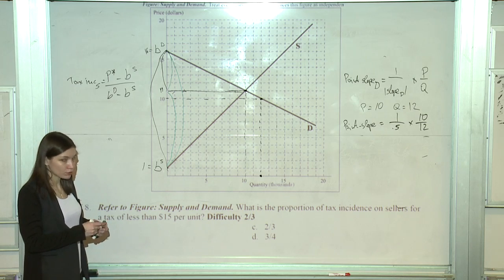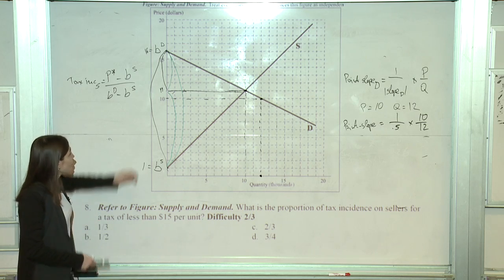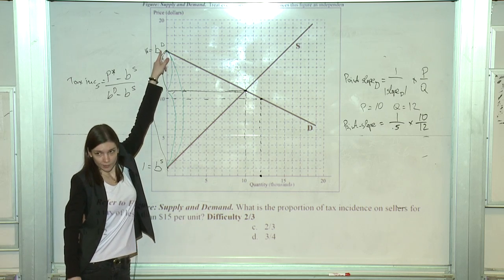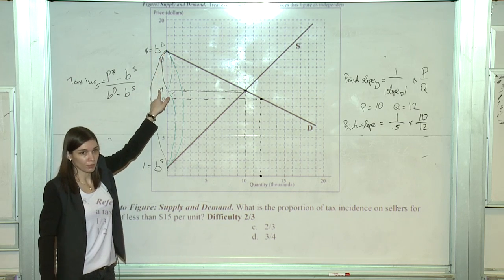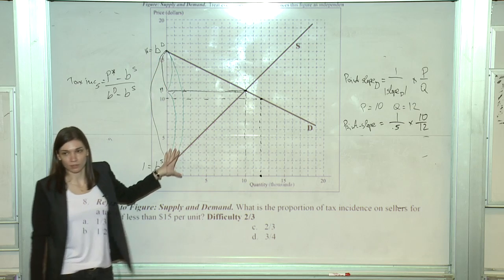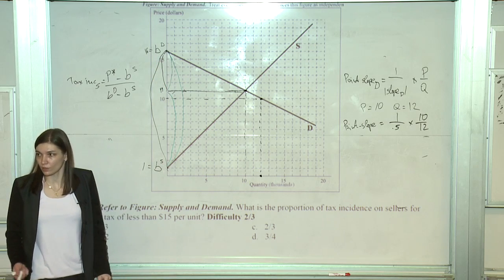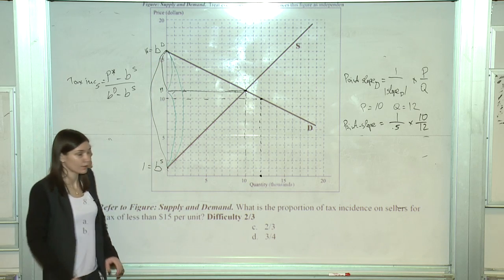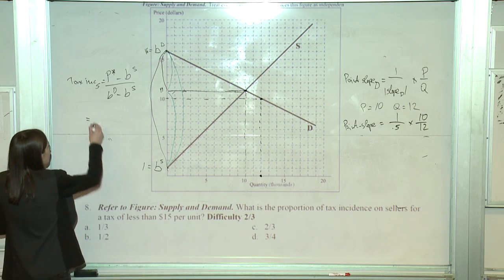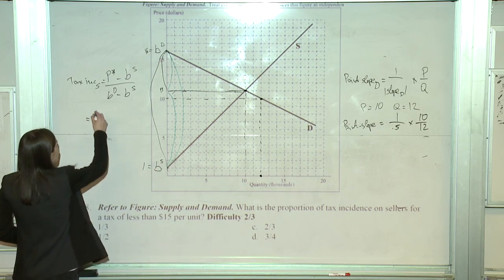Right? And if I were to calculate this for buyers, it will be the difference between the demand intercept and the equilibrium price, again divided by the difference of the two intercepts. Right? So now I just plug in. I know the price in equilibrium is 11.